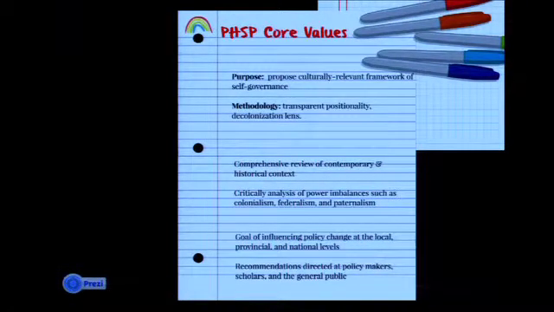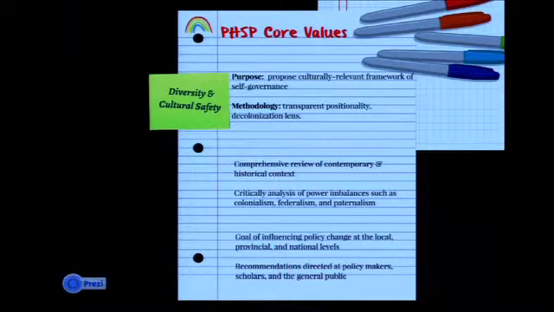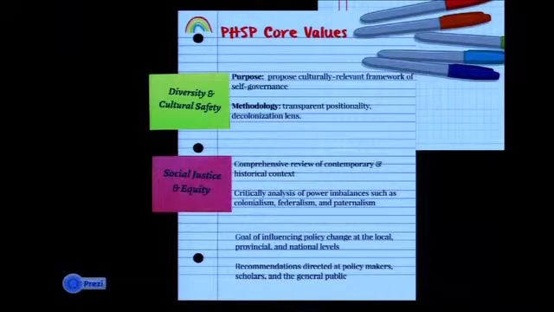Principles of cultural safety and recognition of diversity were evident in the purpose of my research, which was to propose a culturally relevant framework of self-governance for First Nations communities. Cultural safety was further embedded in my methodology through transparent positionality and decolonization lens.